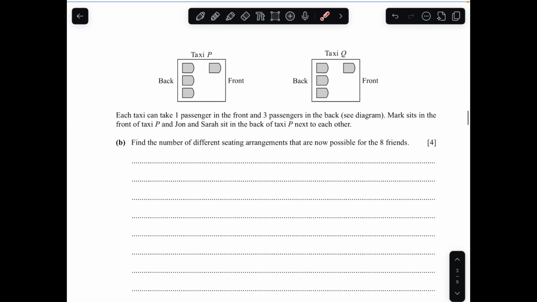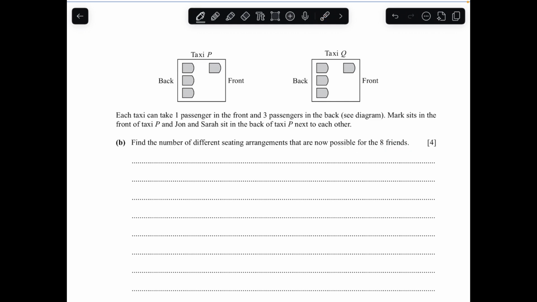Look at part B. Each taxi can take 1 passenger in the front and 3 passengers at the back, as shown in the diagram. Mark sits in the front of taxi P. So Mark is sitting here, and John and Sarah are sitting at the back of taxi B, and they sit next to each other. Find the number of different seating arrangements that are now possible for the 8 friends.